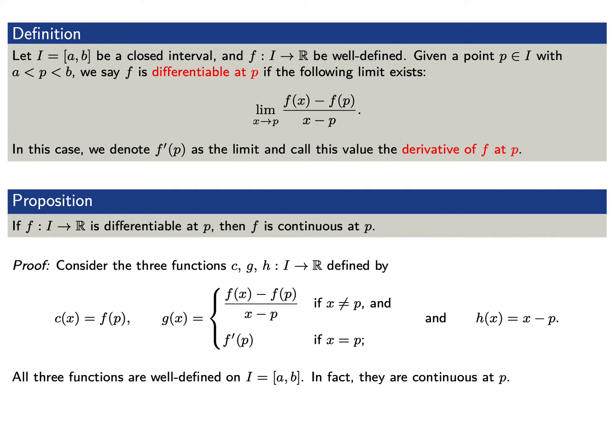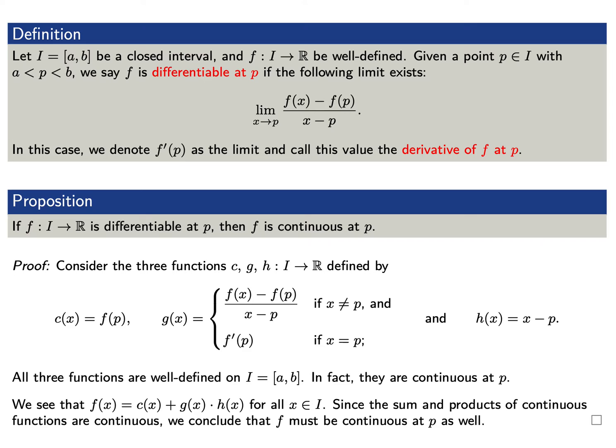We note that all three functions are well defined on the closed interval, and in fact, all three functions are actually continuous at p. This means that the product g of x times h of x is continuous at p, and the sum c of x plus g times h must also be continuous at p. But if we take a look at the expression c of x plus g of x times h of x, this is just equal to f of x.